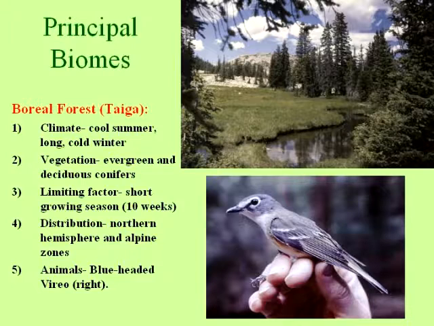One other species that is common and widespread in much of the boreal forest of northeastern North America is the blue-headed vireo. This species does extend south out of the boreal zone into some of the next biome that we're going to talk about.